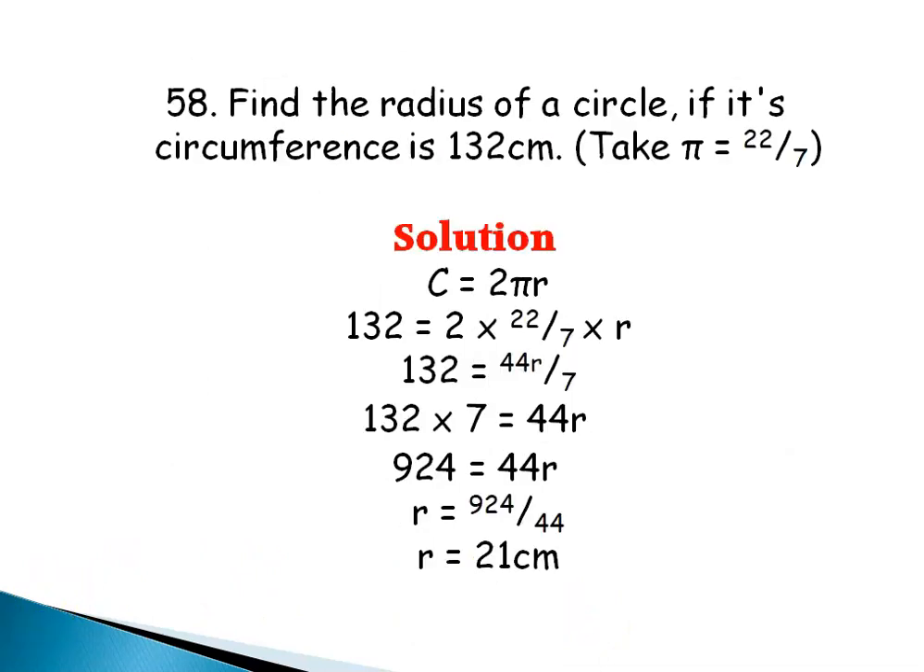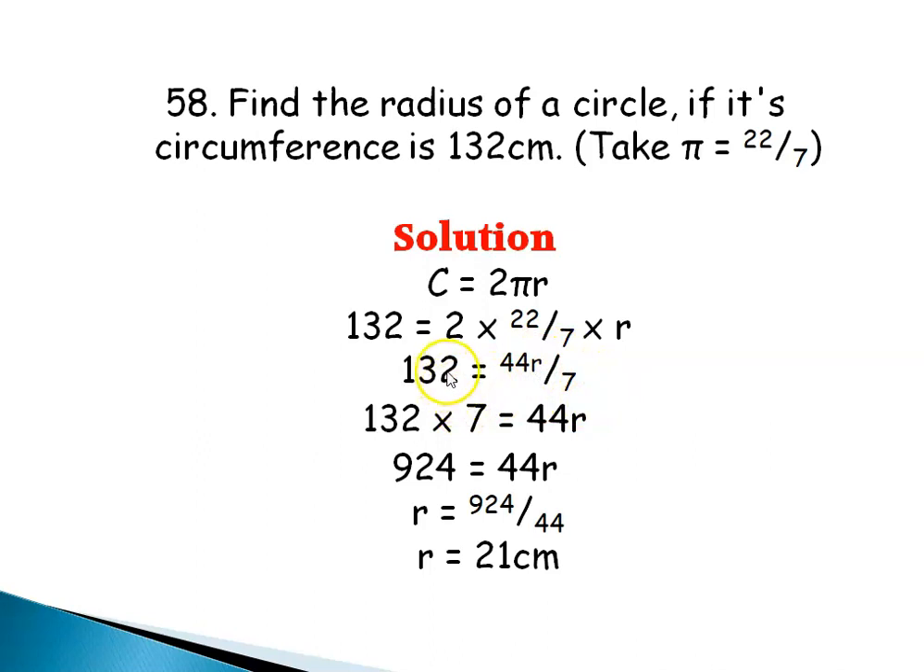Question 58. Find the radius of a circle if its circumference is 132 centimeters. Take pi to be 22/7. Alright, the formula for my circumference is 2 pi r, and I have a value for my circumference to be 132. So 2 times 22/7 times r. 2 times 22 times r will be 44r divided by 7, and then I'll cross multiply.